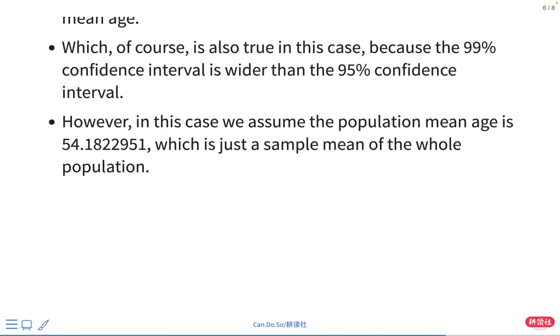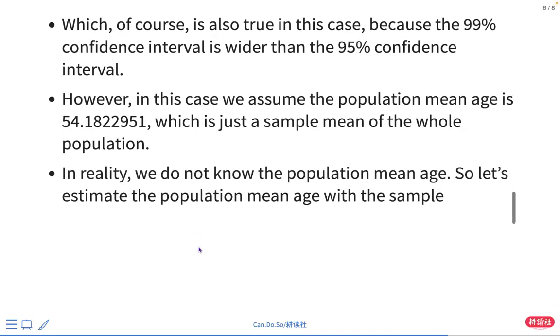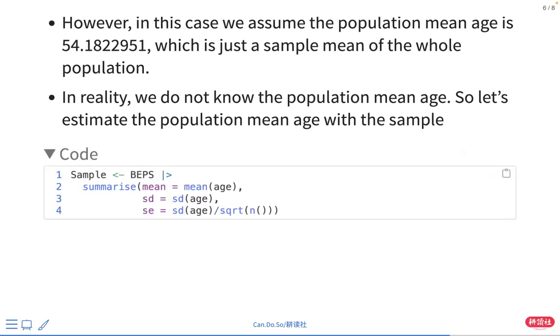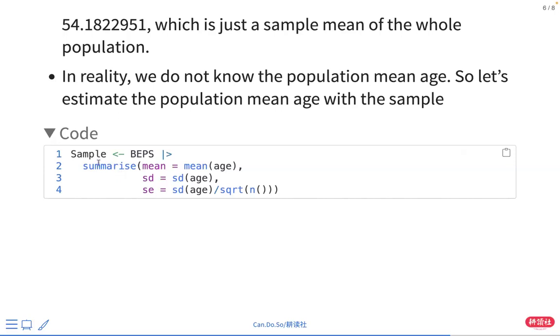However, in this case, we assume that the population mean age is 54 because we use the data set as the population. But the data set actually is just a sample of the whole population, because the whole population should be tens of millions. So we don't know the population mean. Now let's estimate the population mean age with the sample. This time we take the whole data set as a sample.